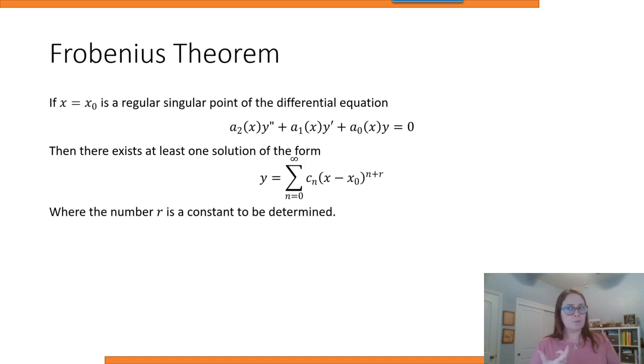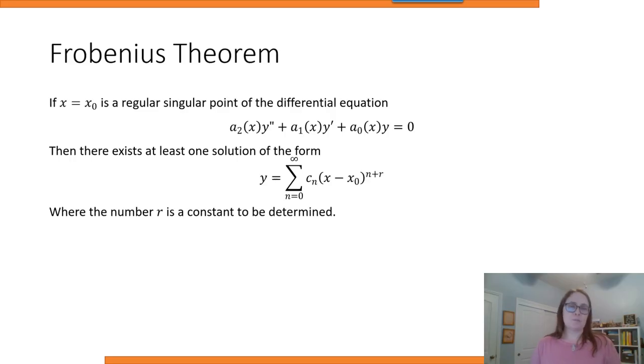So it's very similar to ordinary points. The big difference is that plus r. And also the fact that this theorem is only guaranteeing me that I can find one solution of this form. There's no guarantee that there's going to be two solutions like we had with ordinary points.